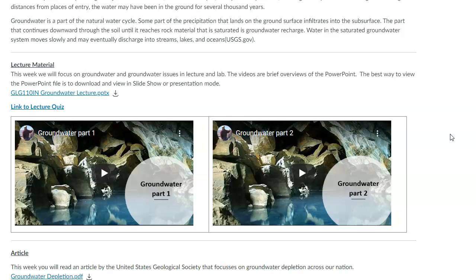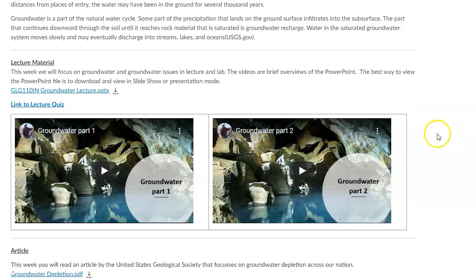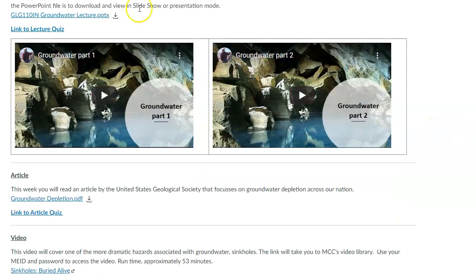And this, of course, is useful when we talk about contamination, because we want to know where the contamination is going, because, of course, it's flowing in the direction that the groundwater is flowing. So that's just one of the issues we'll discuss in the lecture part.